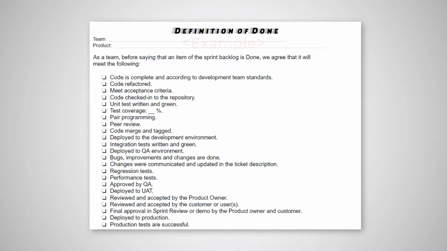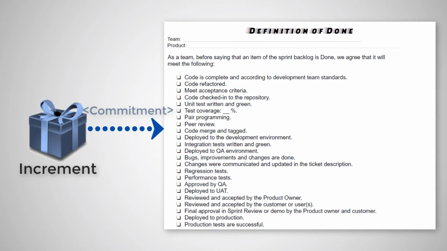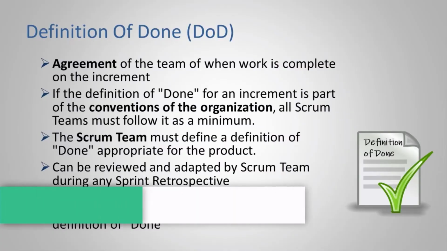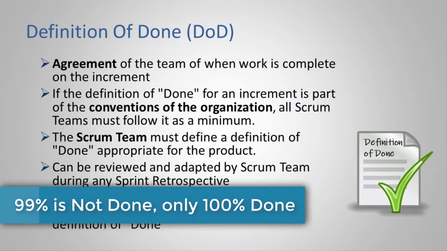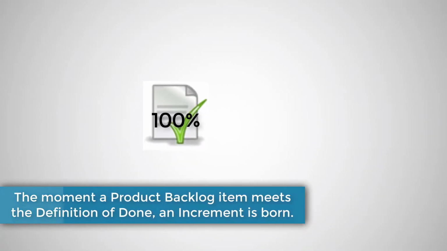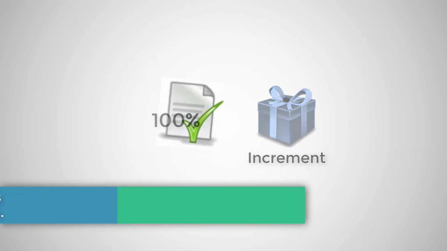The definition of done is the commitment for the increment. In other words, the developers commit to create usable increments that meet the definition of done. 99% done doesn't count. A product backlog item is 100% done or is not done. The moment a product backlog item meets the definition of done, an increment is born.